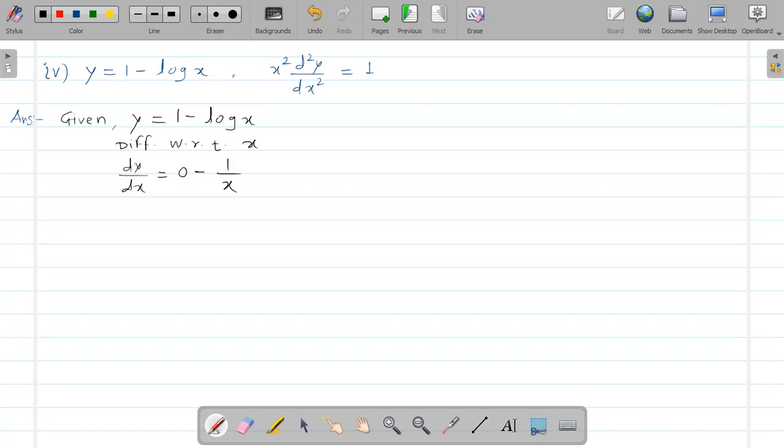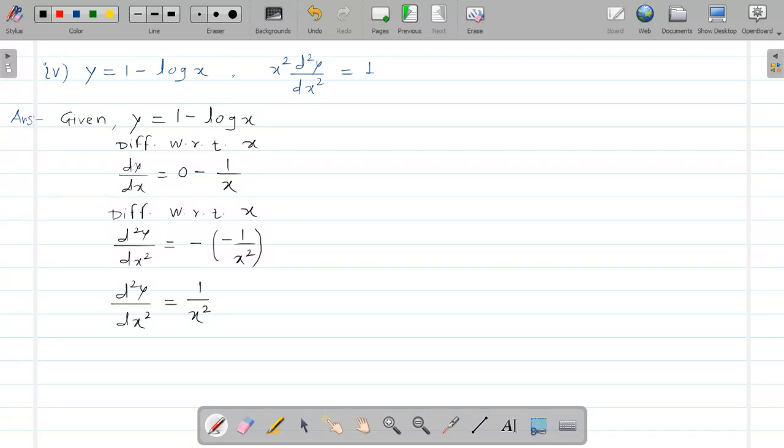But as the differential equation given to you is of order 2, you have to differentiate this again with respect to x. So differentiate with respect to x again. We get d square y upon dx square equal to minus 1 upon x, minus as it is, and the derivative of 1 upon x is minus 1 upon x square. See here carefully, hence we get minus minus plus 1 upon x square. So we get d square y upon dx square as 1 upon x square.